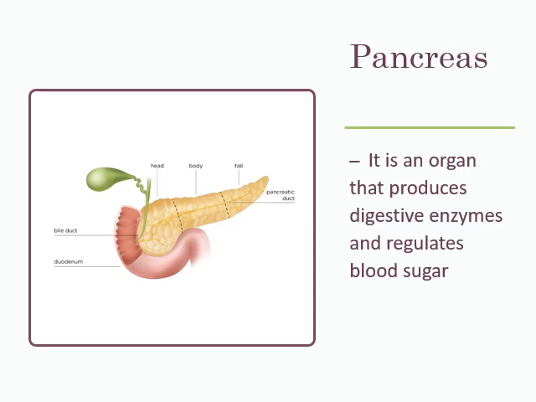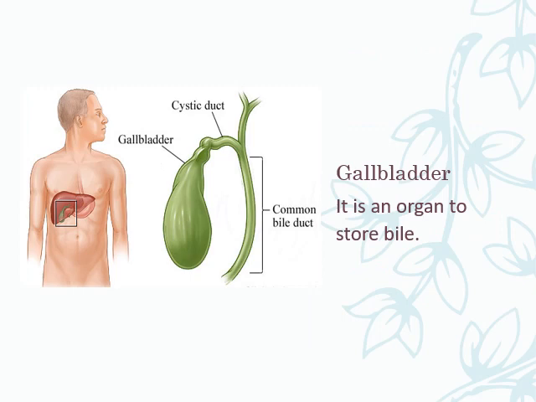Okay, the small green organ is gallbladder. Okay, this is gallbladder. It is an organ to store bile. The gallbladder is a pear-shaped reservoir that sits just under the liver and stores bile. Bile is made in the liver, then if it needs to be stored, it travels to the gallbladder through a channel called the cystic duct. During a meal, the gallbladder contracts, sending bile to the small intestine.